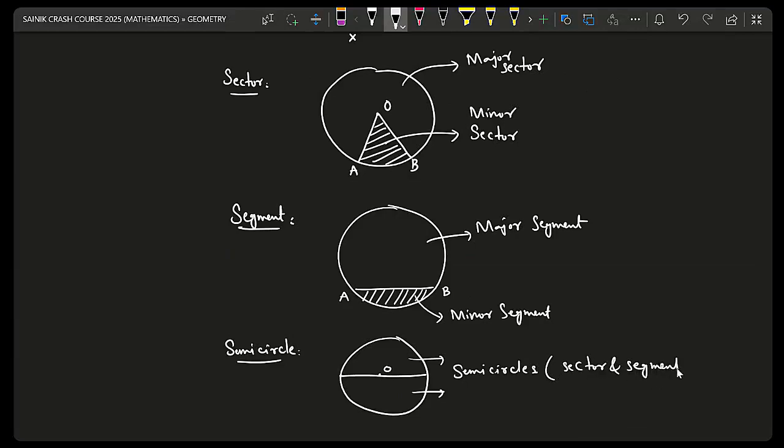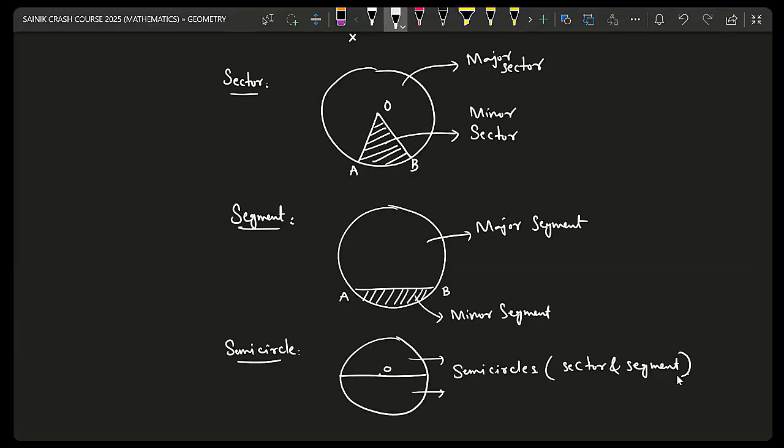Why? Because in a semicircle we have two radii. The two parts of the diameter are nothing but the radii, and the included arc. And for segment, the diameter can be treated as a chord also. So the chord and the arc together can be treated as a segment. So which figure can be treated as both sector and segment? Semicircle. It is exactly half the size of the circle. So am I missing anything? Center, radius, diameter, chord, minor arc, major arc, minor sector, major sector, minor segment, major segment, and semicircle. Yes, so these are all the parts of a circle.